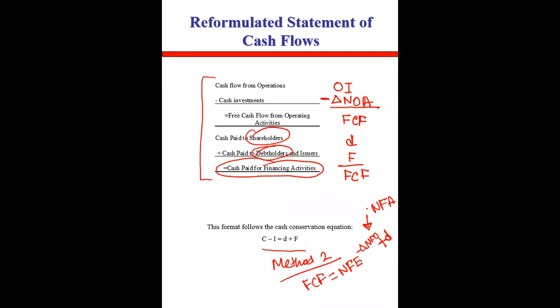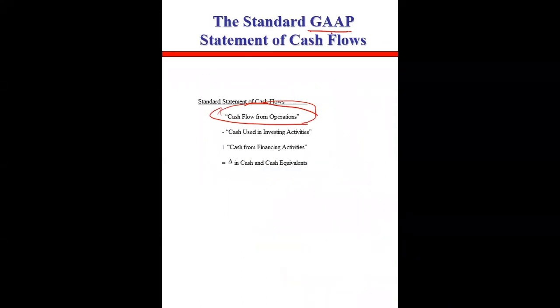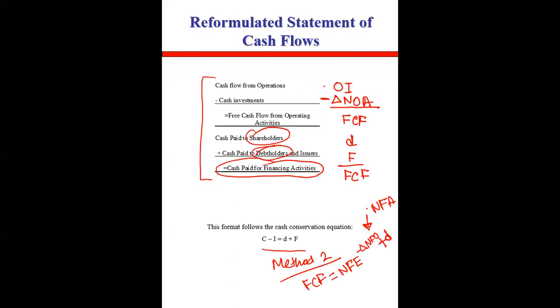Okay, so let's try to talk about that. What are the problems associated with the cash flows we prepare using the GAAP or using the IFRS, whatever it is? Generally, we now follow the IFRS convention. Okay.